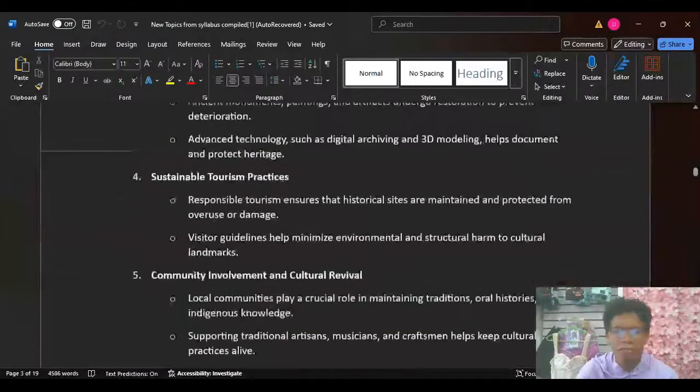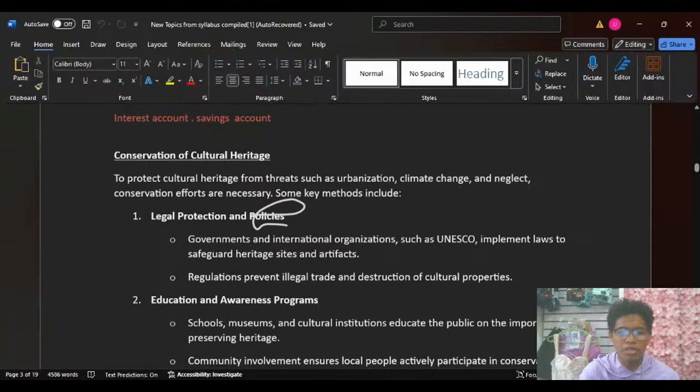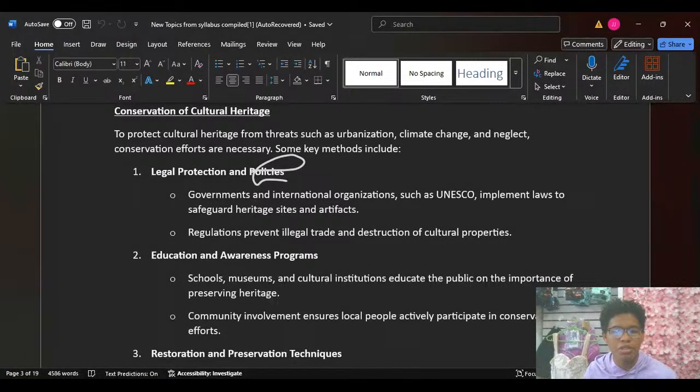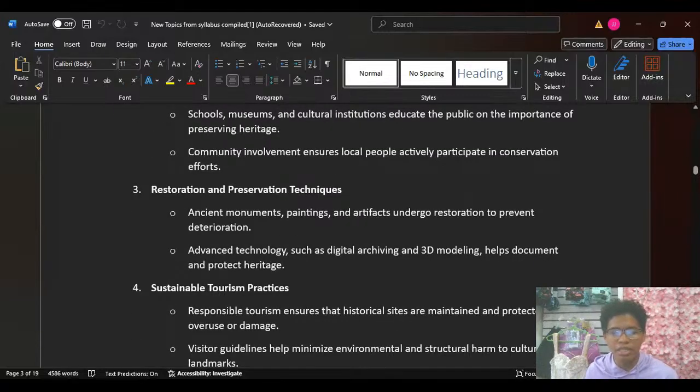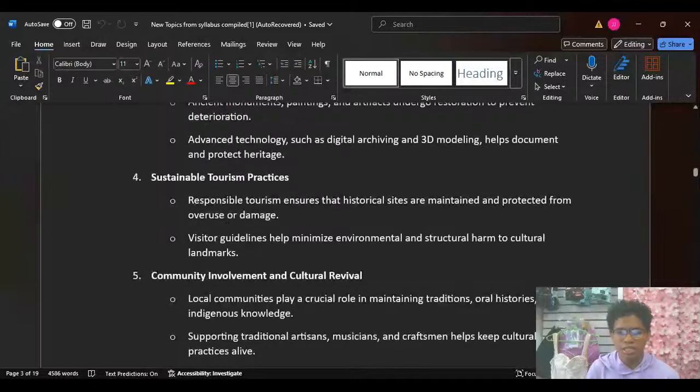Where are we now? Conservation. I'll just brush through this. Legal protection and policies, education and awareness programs. We usually create awareness programs through education, museums, and these programs in order to preserve it for future generations. Restoration and preservation techniques. This means in the case of relics, paintings and artifacts, we try to preserve them, usually in a museum. And then we have sustainable tourism practices. Usually this is in the case of preserving historical sites and protecting them from overuse or damage.